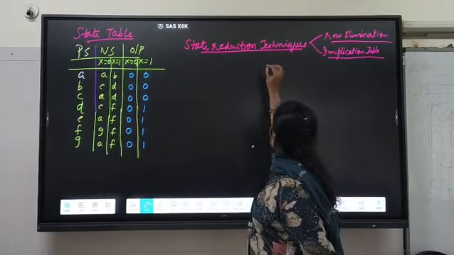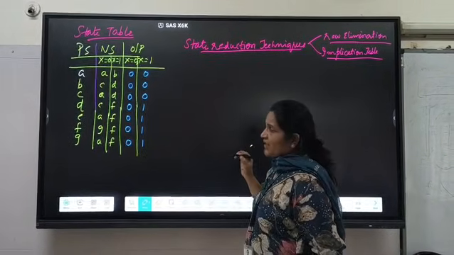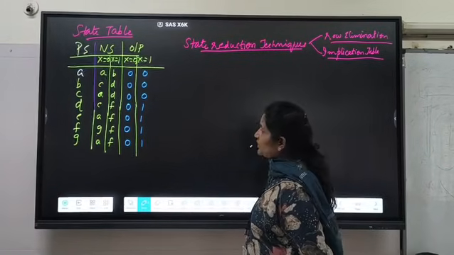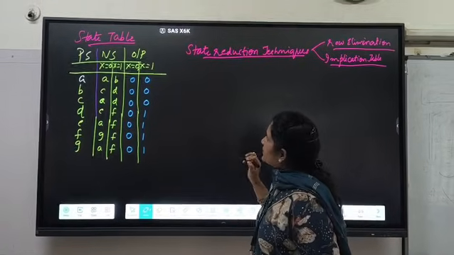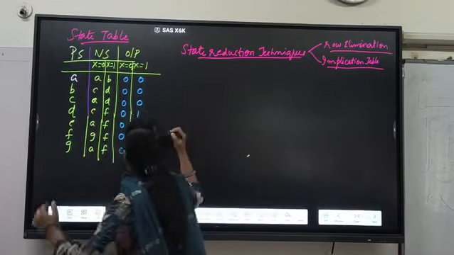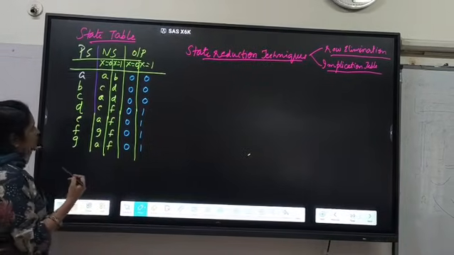First, we will use the row elimination method and we will be reducing the number of states. Then we will go through the implication method. First, I will start with the row elimination technique. So now, how does this row elimination method work?